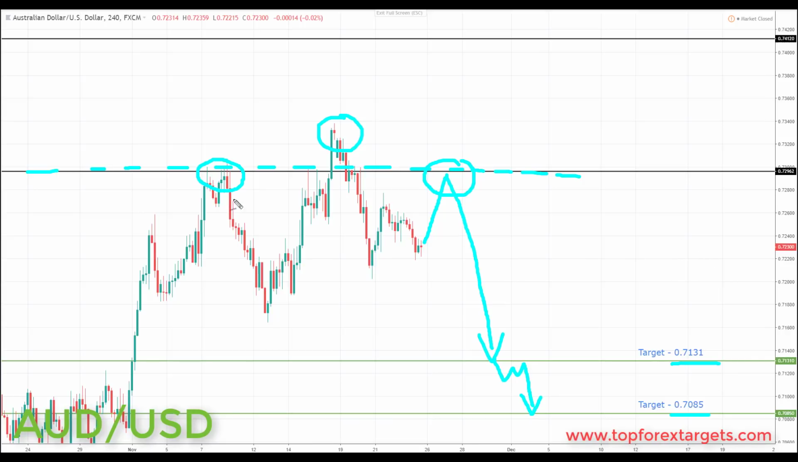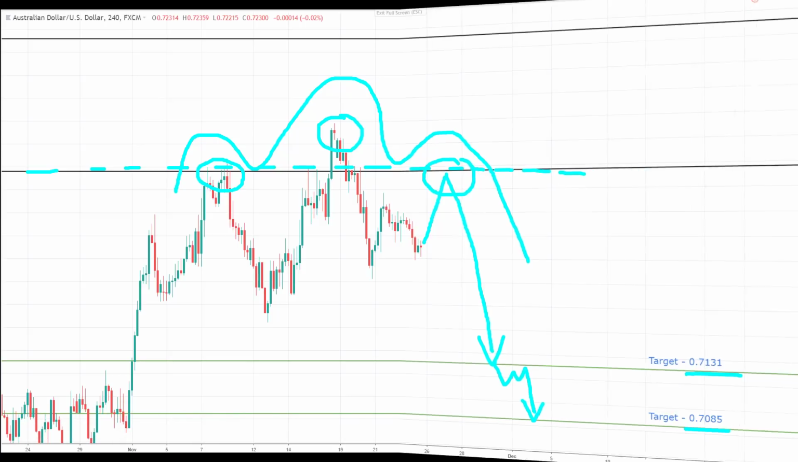Now, if we do get another pullback and a retest of broken support, turning resistance up here at the 0.7296, those of you who already know would have spotted that this will also be a bearish pattern known as a head and shoulders, which of course would be signaling further declines to the downside as well. So we have the levels, if we do get another retest here, setting up very nicely in line with this head and shoulders pattern in the Australian dollar.